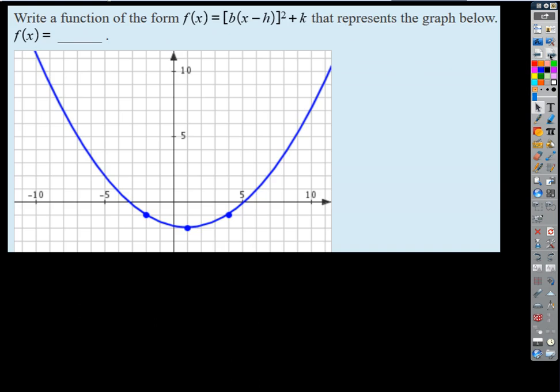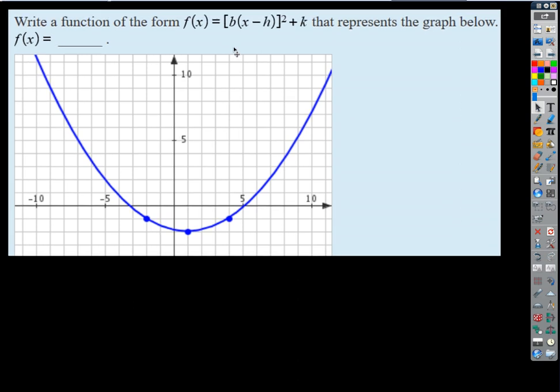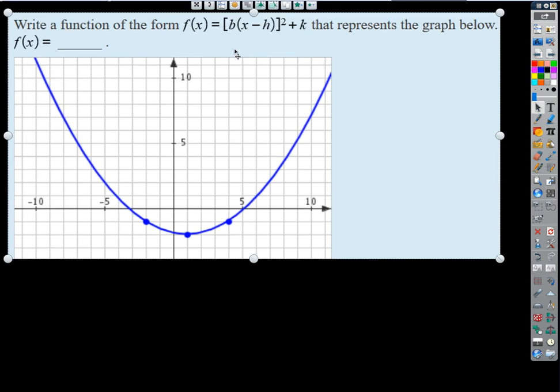All right, so now we have an idea what this thing looks like. Let's try to do this problem. We're going to compare this one to the parent graph. All we have to do is fill in the values of b, h, and k. I just have to figure out what those parameters are from the graph. Well, h and k are easy: 1 and negative 2. Good.